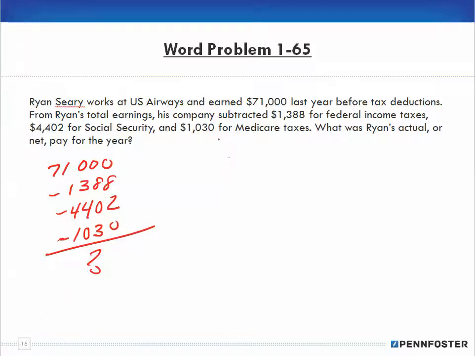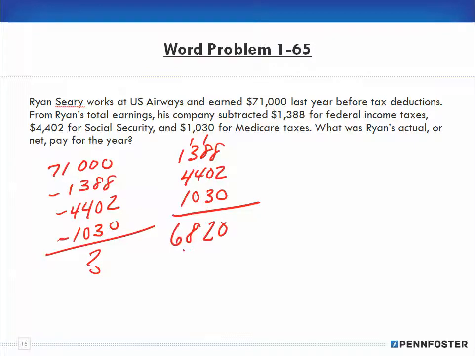Now, I said 2 ways of doing it, all right? The easier way is to add up everything that you're going to deduct, you're going to subtract. You add it all up first and get a total and then subtract it from that amount. So if I take 1388 and 4402 and 1030, add them up. So 8 and 2 is 10. 8 and 1 is 9 and 3 is 12. 7, 8, and that's 6. So I have $6,820 in deductions.